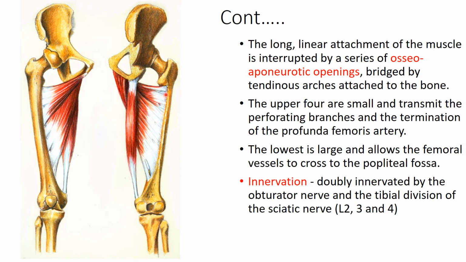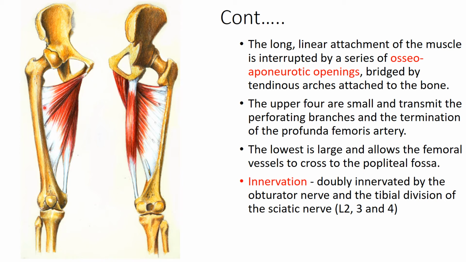Now this long linear attachment of the muscle is interrupted by a series of osteoaponeurotic openings, and these are bridged by tendinous arches. These are the openings, and they are bridged by this tendinous portion, flattened tendon, aponeurotic portion.